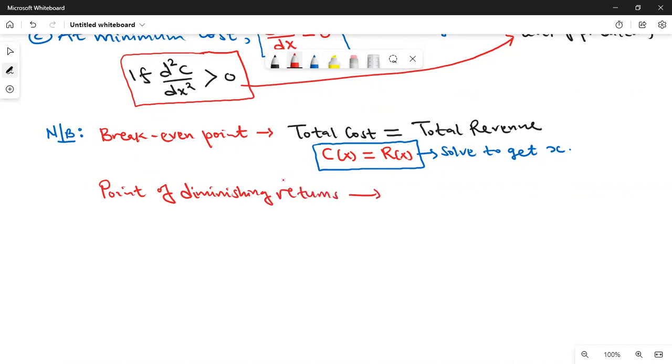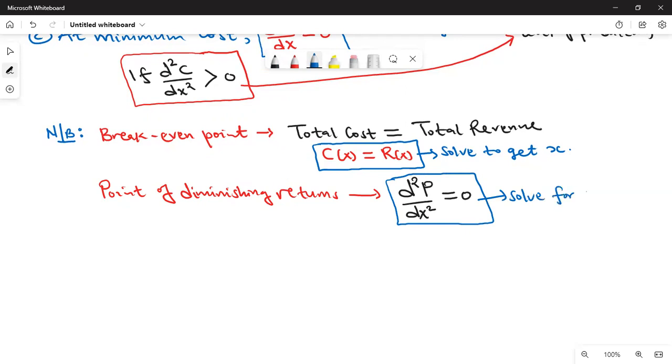What do you mean by this? It is simply the point where the second derivative of the profit function with respect to x is equal to 0. That is what you call the point of diminishing returns. So you're going to differentiate the profit function twice, equate it to 0, and solve for x. The value of x you get there will tell you that that is the point of diminishing returns.